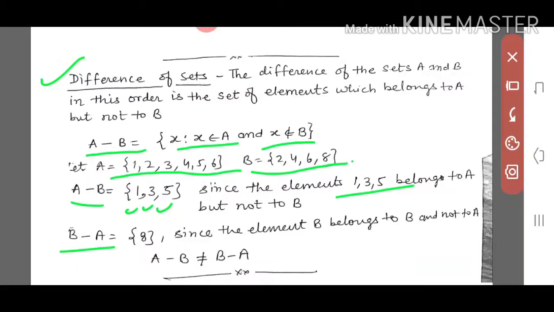Now if I write B minus A, it means from B you write the elements that do not belong to A. 2 belongs to A, 4 belongs to A, 6 belongs to A, and 8 does not belong to A. So B minus A is {8}, since the element 8 belongs to B but not to A. All of you understand this? Means A minus B and B minus A are not equal.